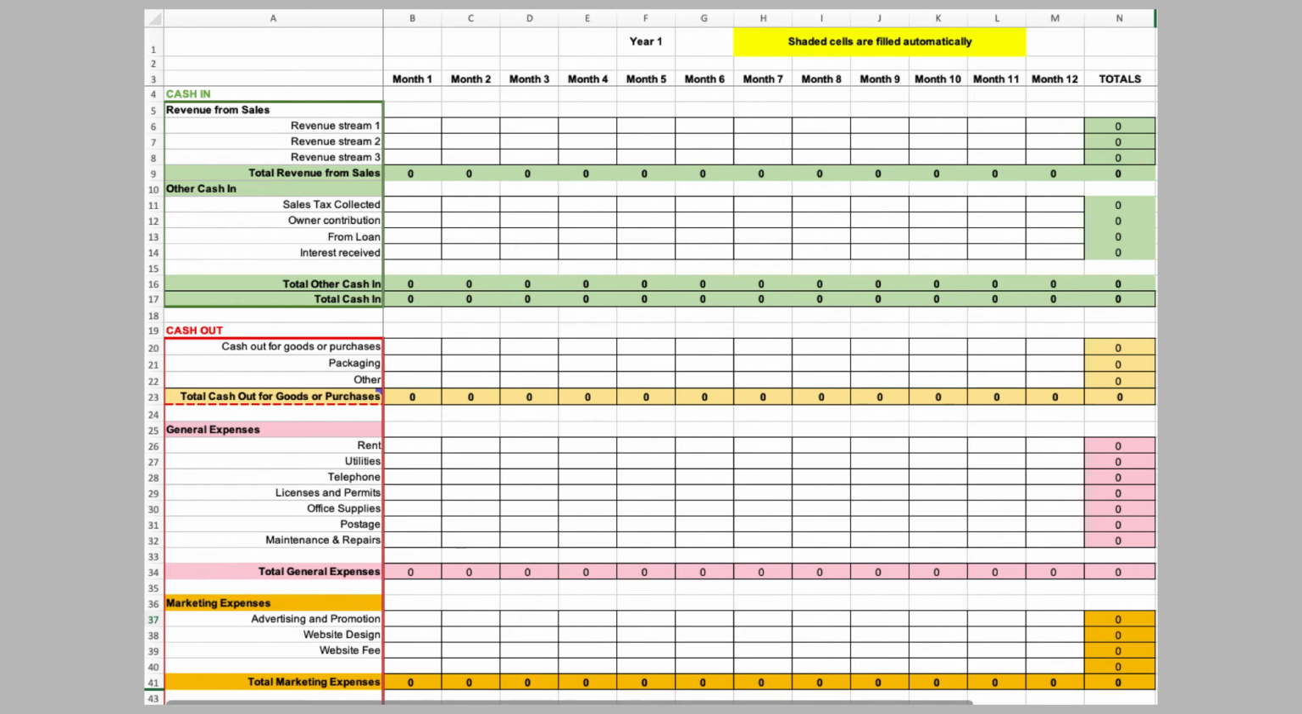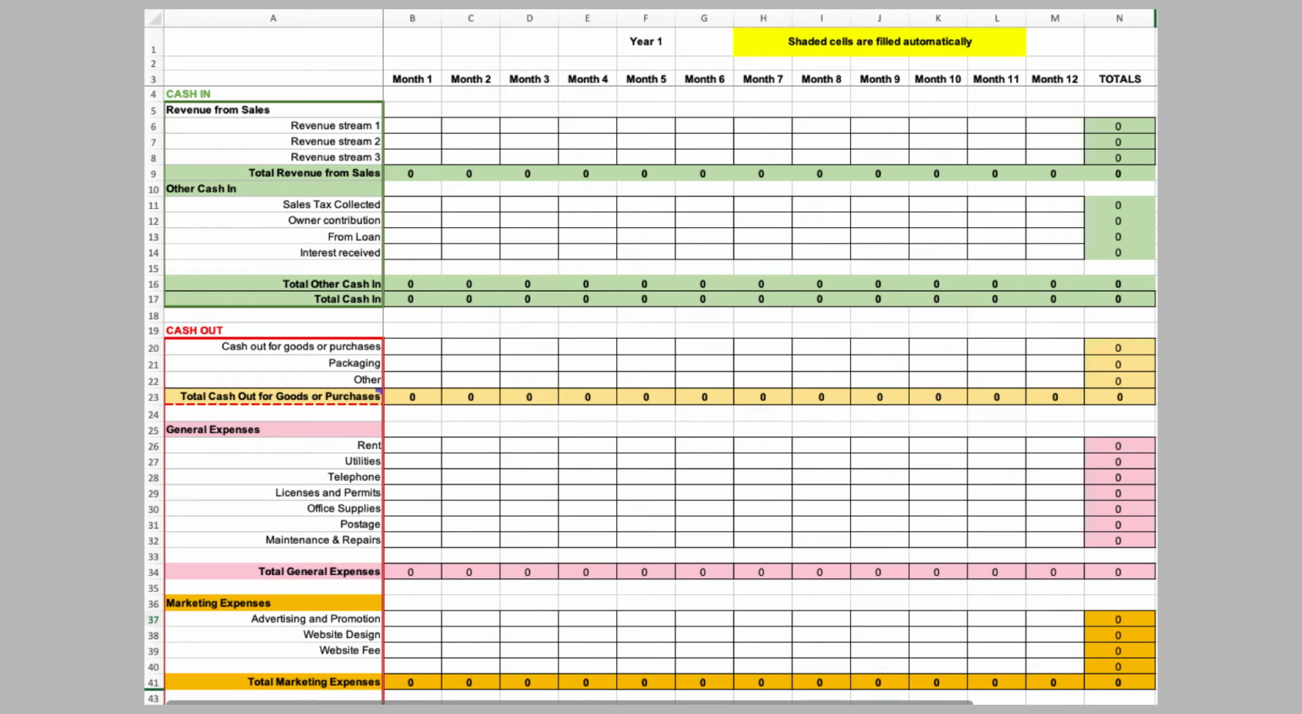The next box is cash out, and as you've learned from other videos, the first thing that comes out is cash out for goods. This is cash out for products or raw materials that will eventually sell. And you record how much you spent on any raw materials or finished goods from a wholesale distributor in the month that it happens. Again, this is very different than cost of goods sold. This is the cash going out of the business buying something that you'll eventually sell.